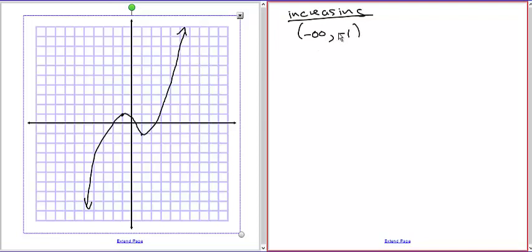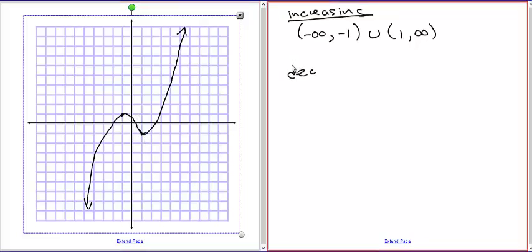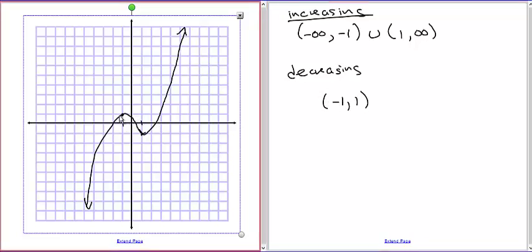So that's negative 1 in union with, now it's decreasing to this point, and then it starts increasing, goes to positive infinity. Now I don't include -1 or +1 because at that point it's flat, so it's neither increasing nor decreasing. So the decreasing is the rest except for those points. So it would be from -1 to +1. That's from x equals -1 to x equals +1. It's decreasing. But again, it doesn't include the endpoints.